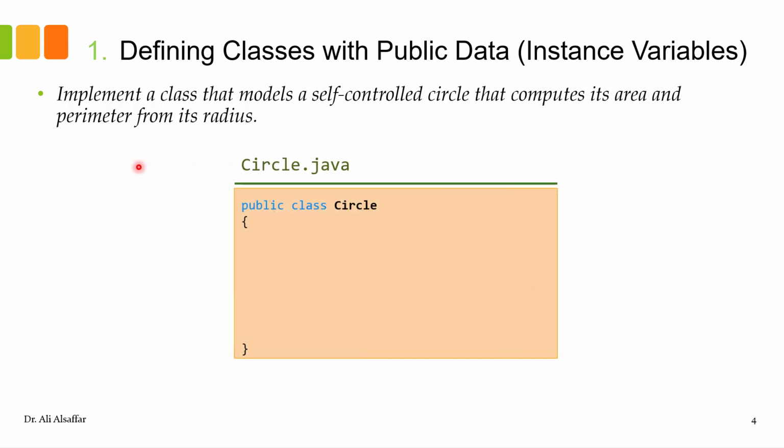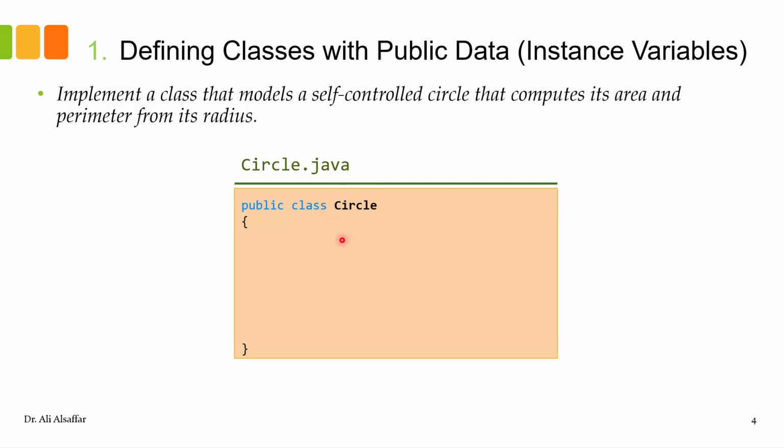In object-oriented programming, first you define the class and then you create an object from the class. As a rule in Java, every class should be defined in a separate file, so you cannot define 2 classes in a single file. So we will define a class called Circle and we will save it in a file called Circle.java. To define the class, you write public followed by class followed by the name of the class.